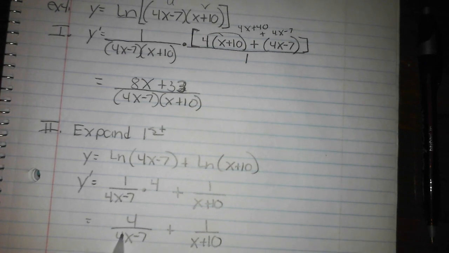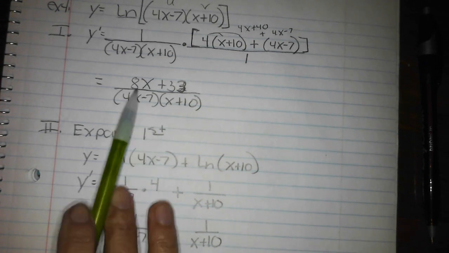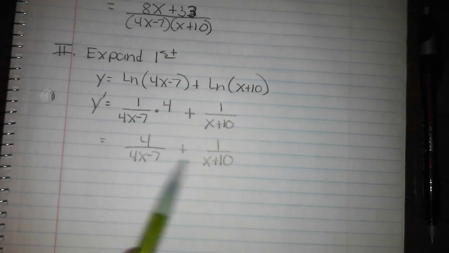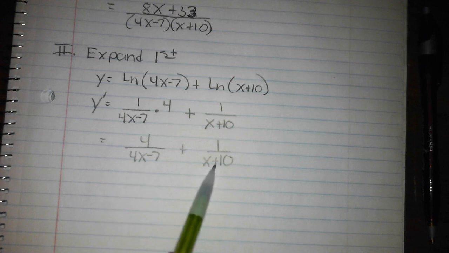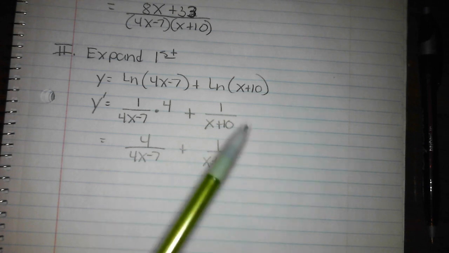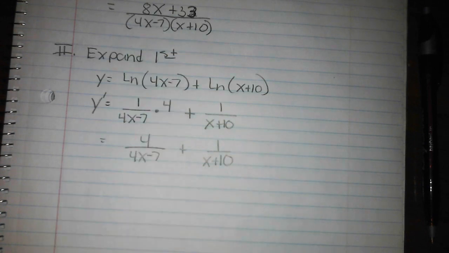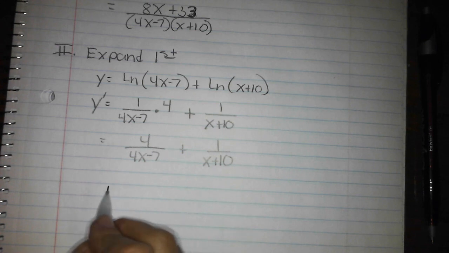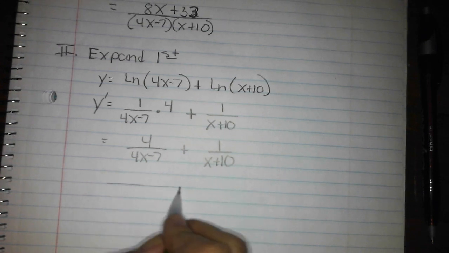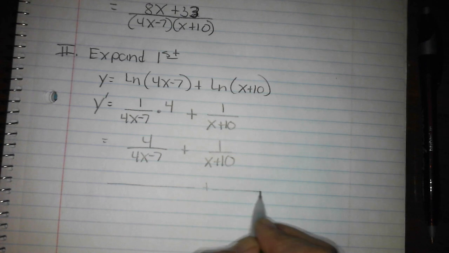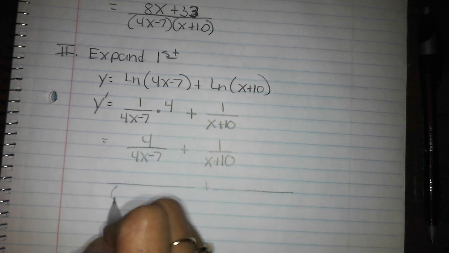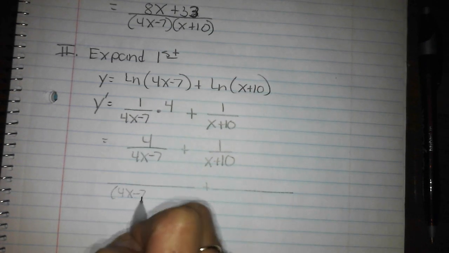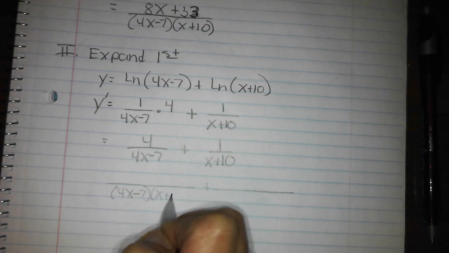Okay, this answer doesn't look anything like this one. Sorry, because we haven't brought them together. So we're going to need a common denominator, bring them together, and our final answer needs to be this. Common denominator, remember, needs both denominators. So I'll make my two fractions. Both of them need a 4x minus 7 and an x plus 10.